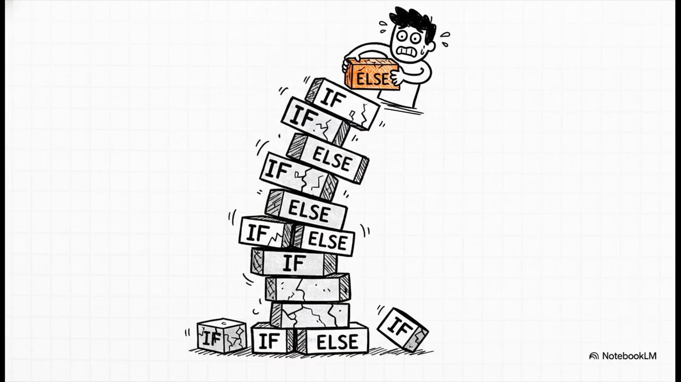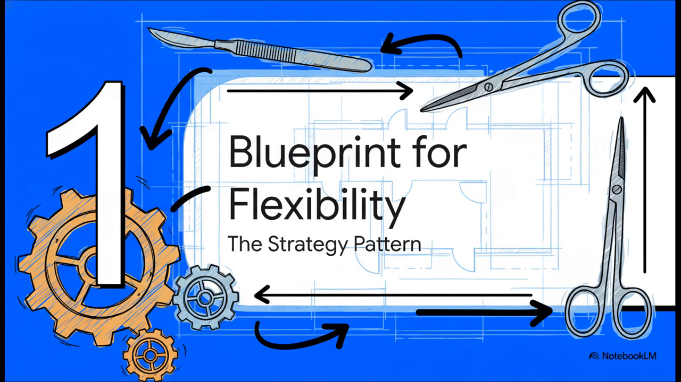And the worst part, every single time a new request comes in, like, hey, can we add a JSON export? You have to go back, crack open this delicate code, add another else if, and just pray you don't break everything else in the process. Well, the strategy pattern is the answer. It's like a surgical tool for fixing this exact problem. It really is a blueprint for making your code flexible and, most importantly, robust.